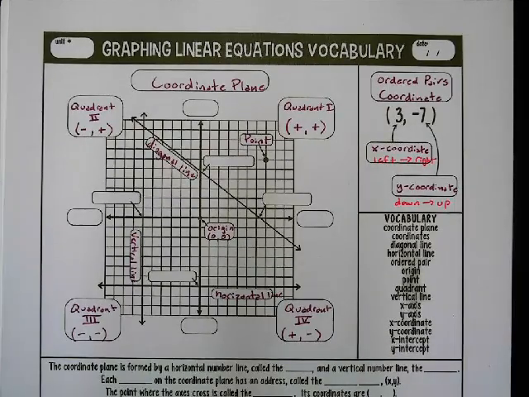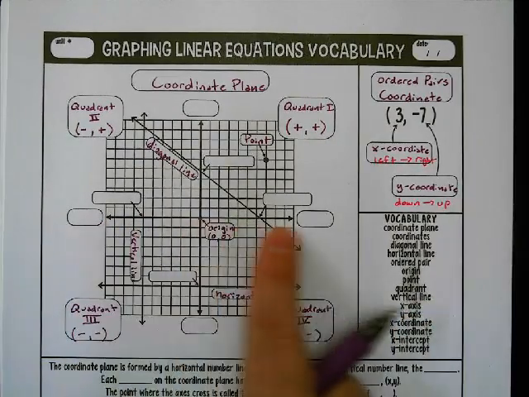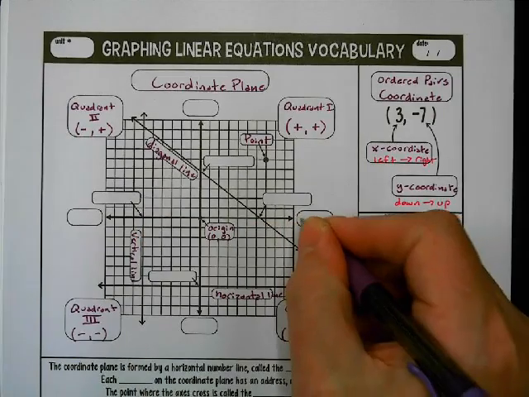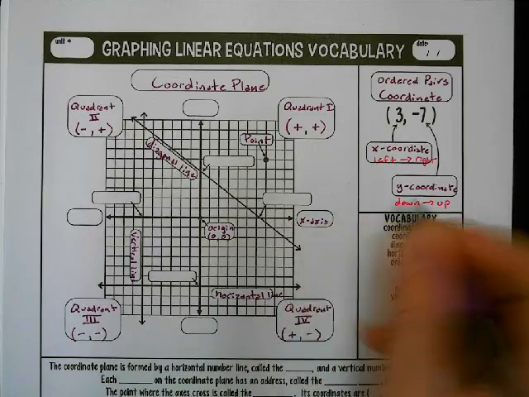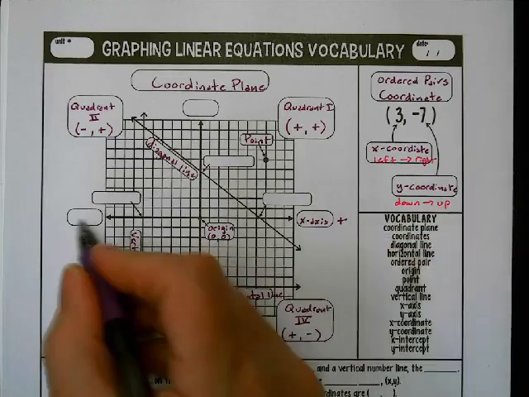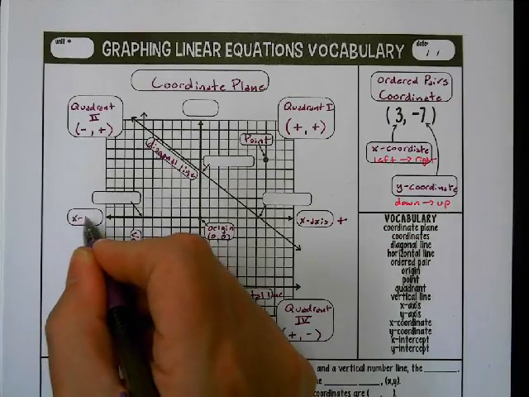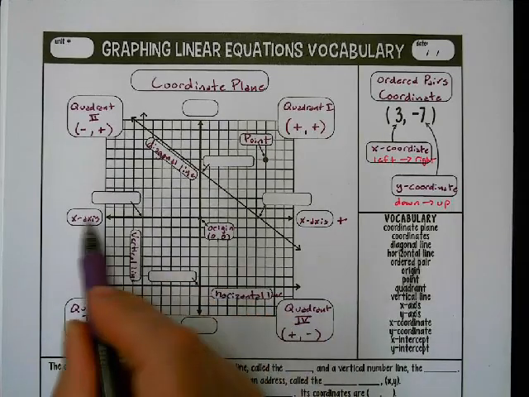We've got our vertical line. We've done that one. The x-axis. The x-axis is this line right here. So this is our x-axis. So the x-axis goes all the way across. This is the positive side of the x-axis. And over here, after the origin over here, this is the negative side of our x-axis.